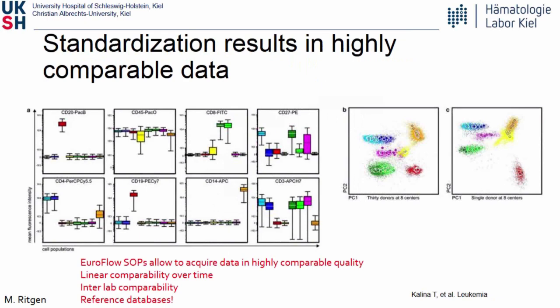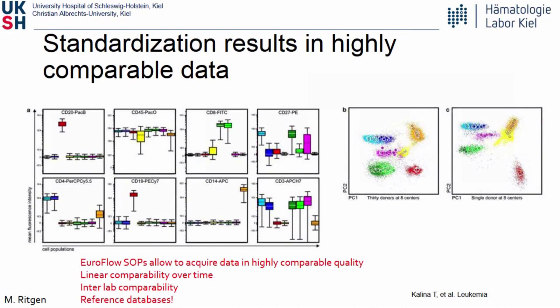And the Euroflow group has tried to standardize all these procedures, has published some SOPs to set up the different flow cytometers and also the staining procedures, to show that if you follow those SOPs, you can generate flow data which are highly stable, and you have comparable data in linear samples over time. So in your lab, a sample measured today, next week, next year shows similar results, or even very comparable data between different labs.